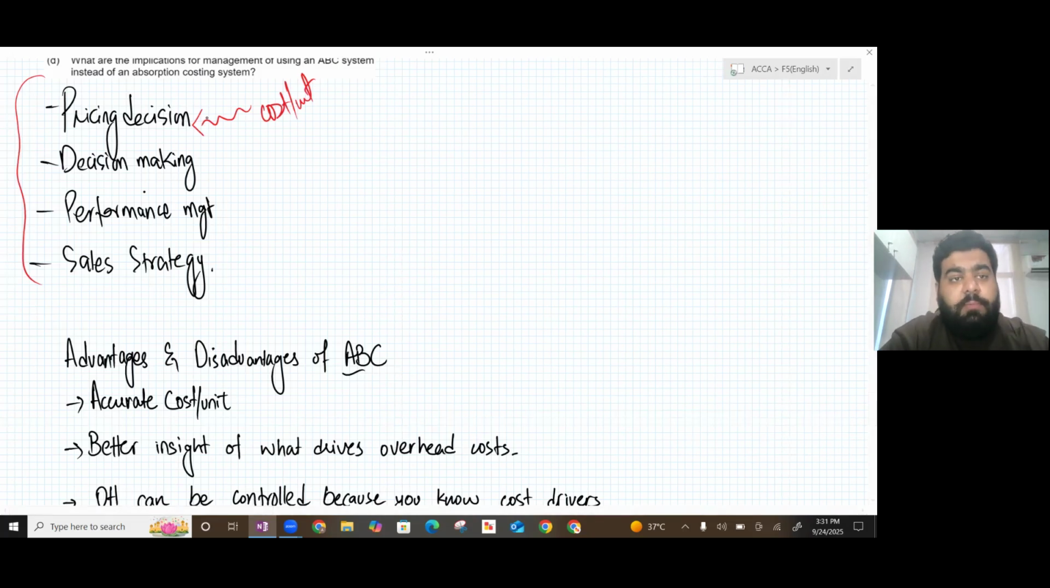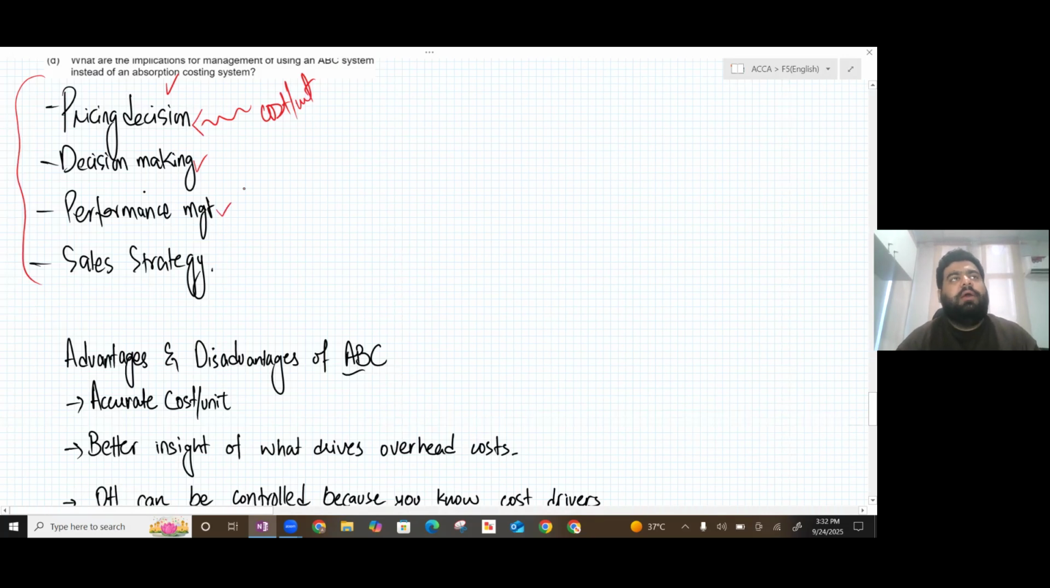Maybe through absorption you are getting the price of $10, and you say, okay, let us take the profit of 2 and sell for 12. But after that, when you use ABC, you come to know that the actual cost was 13 and you are selling at 12. So it helps you in the pricing decision. If the pricing decision is good, obviously it helps in decision making. Better pricing means better decision making. After that, if decision making is better, your performance management will be better.